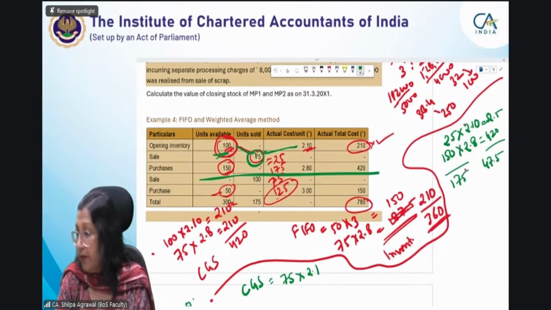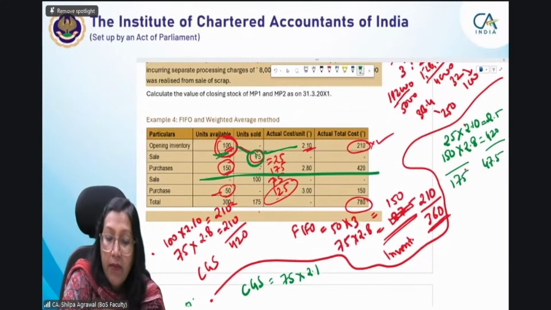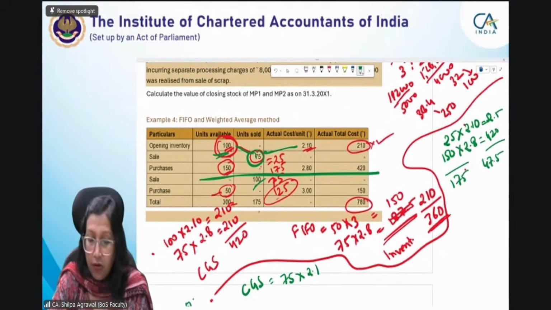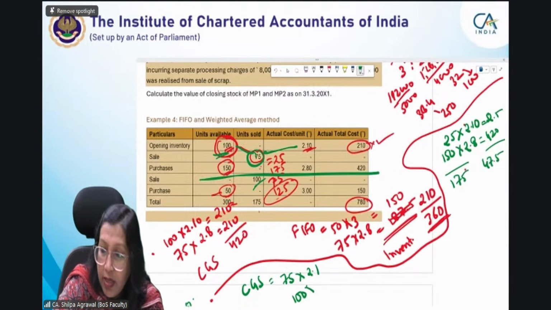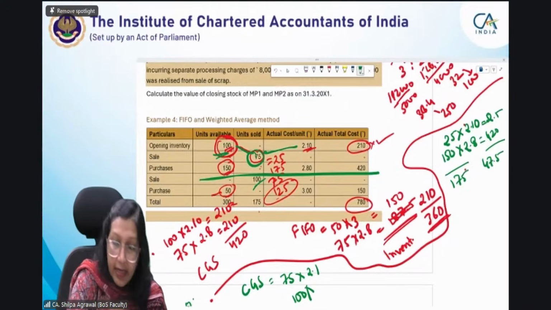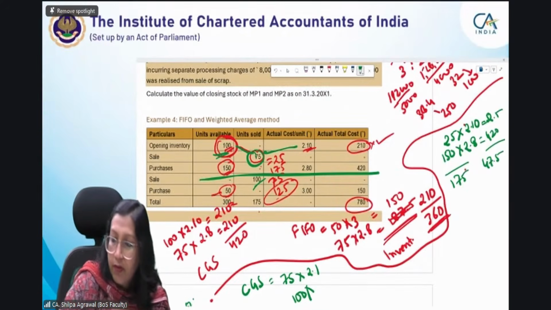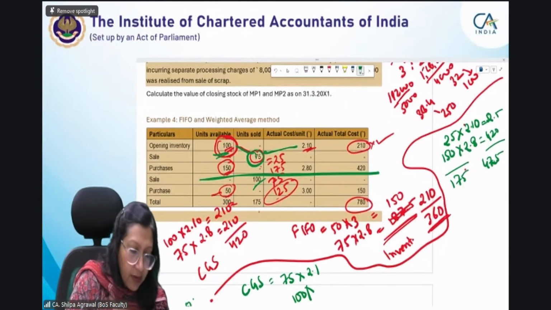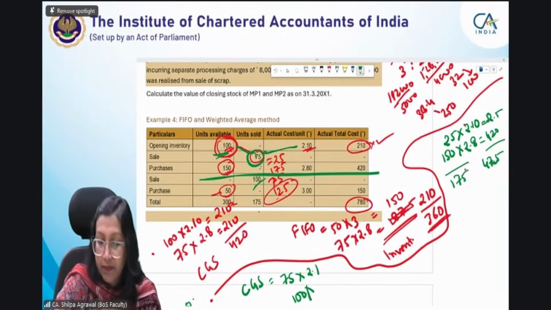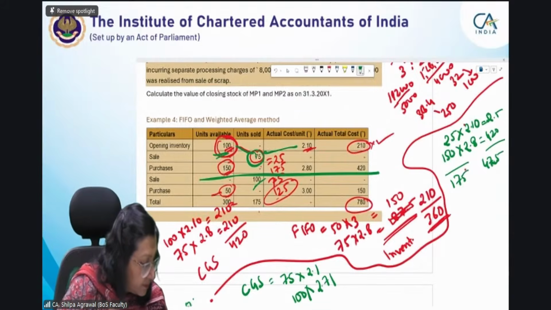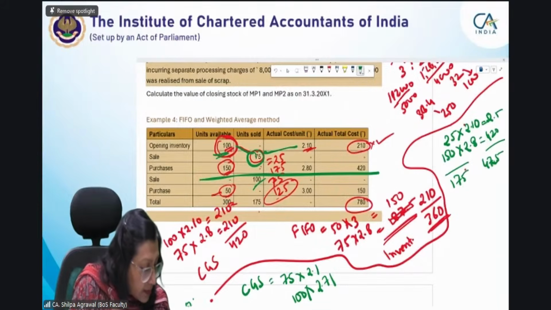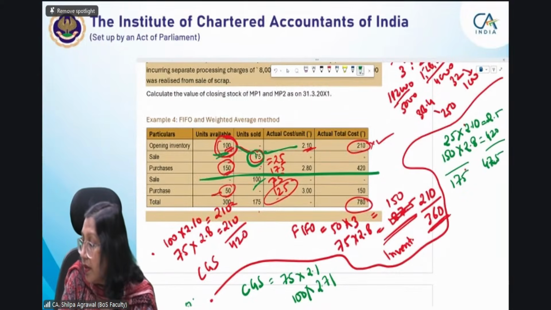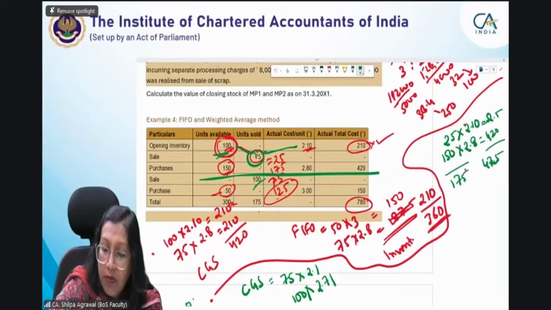At this point of time, this is my weightage. Now when I am selling another lot of 100, what will its value be? Now the per unit value we got is 475, sorry, 475 divided by 175, we got an average value of 2.71. Is it clear, students? Yeah, 2.71.